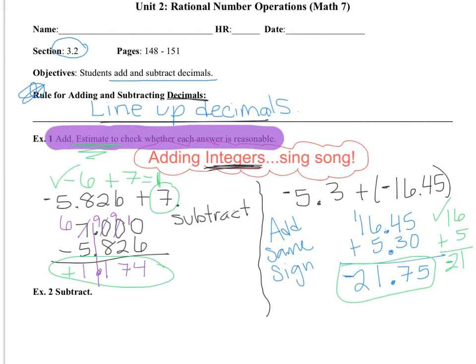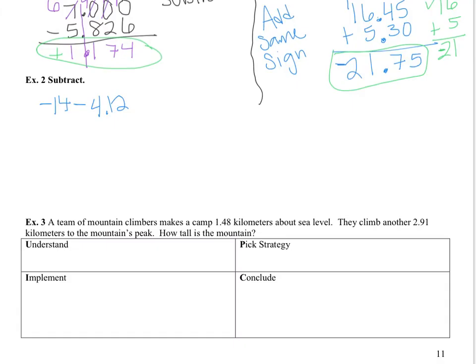Now let's try subtraction. Down here for example 2, I have a subtraction problem: -14 minus 4 and 12 hundredths. Since I have that negative and a subtraction problem, I'm going to follow my subtraction rule and keep, change, change. So I'm going to keep the negative 14, change it to addition, and change the 4 to a negative.